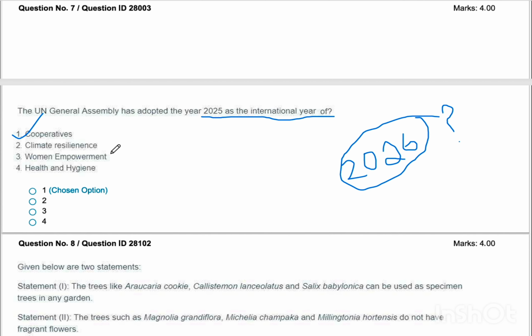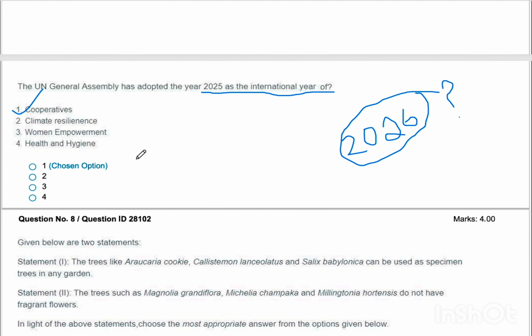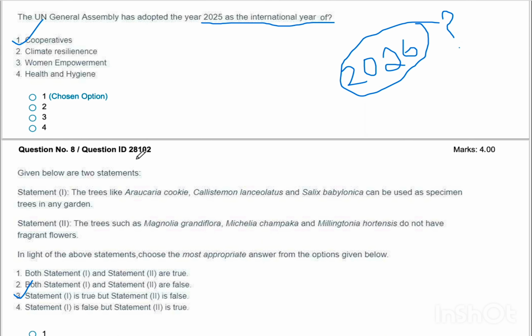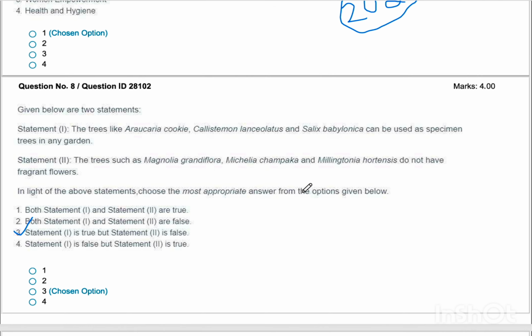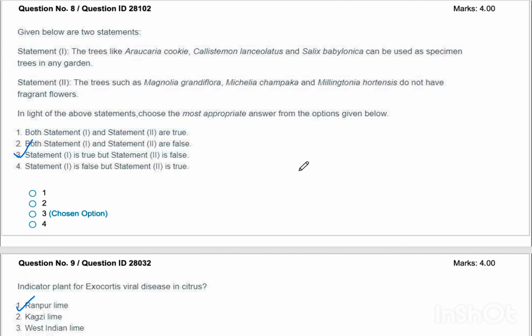And 2023 was a year of millets. 2024, as I've already told, was a year of camelids. 2025 was a year of cooperatives. And the Food and Agriculture Organization is also an agency which helps to designate the international years. Okay.